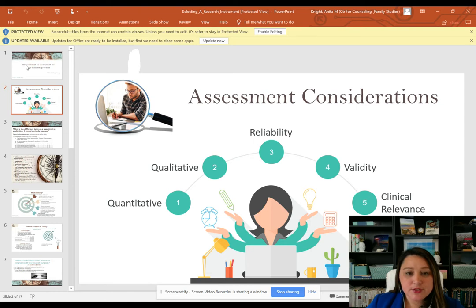Some considerations to keep in mind are whether you'd like to use a quantitative measure, a qualitative measure, or a mixed methods measure. Also, the psychometric properties of the instrument. Is it reliable and valid? And then, is it clinically relevant? And does it meet the practical needs of your particular study or clinical problem? For the purposes of this video, we will discuss the first three items here.